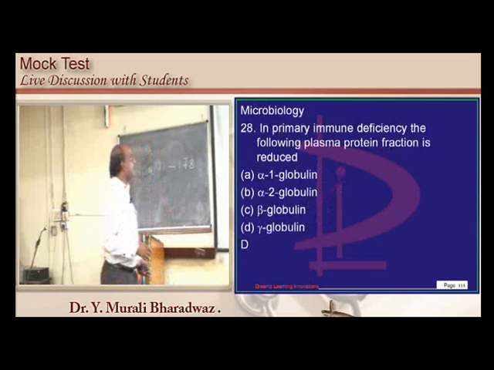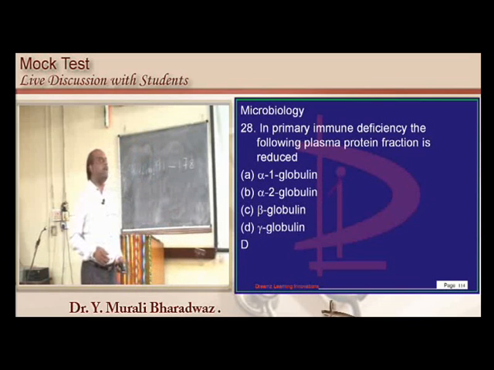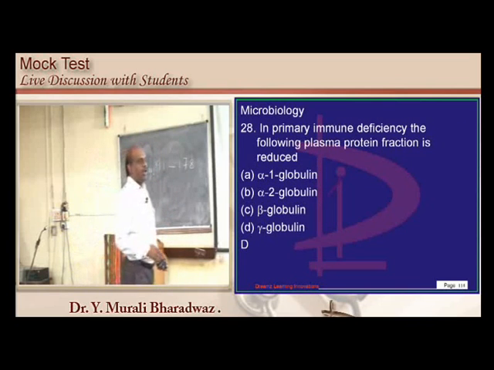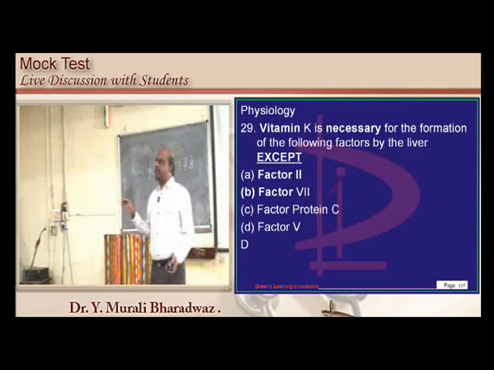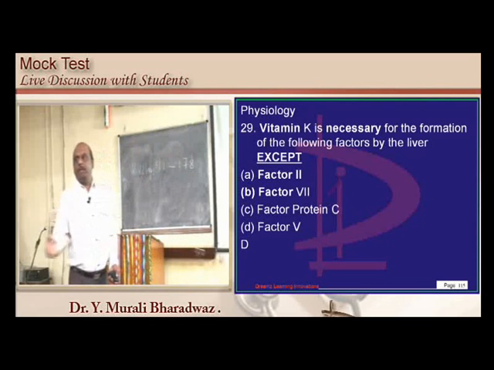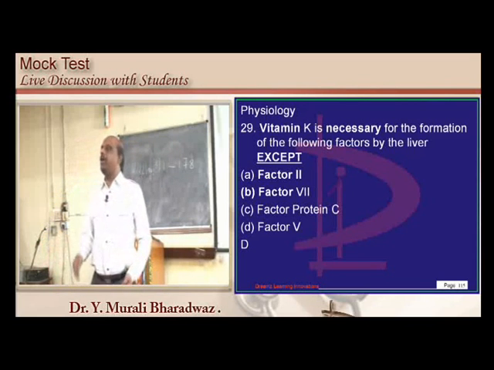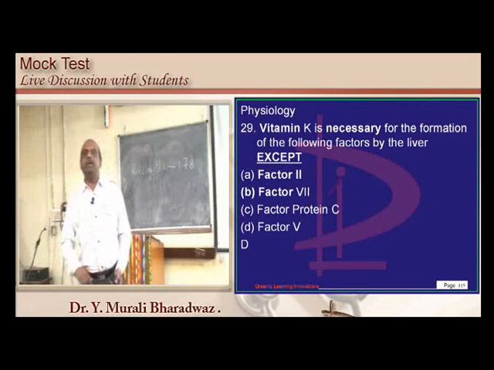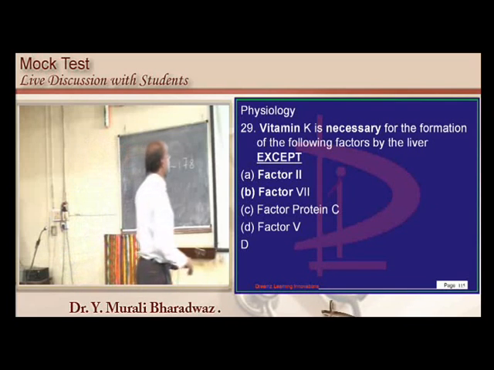It is a gamma globulin whose reduction is associated with primary immune deficiency. 2, 7, 9, 10 are basically the vitamin K dependent factors, a very well-known fact. Even protein C and protein S, which are fundamentally anticoagulant, are also vitamin K dependent factors, which you should remember.